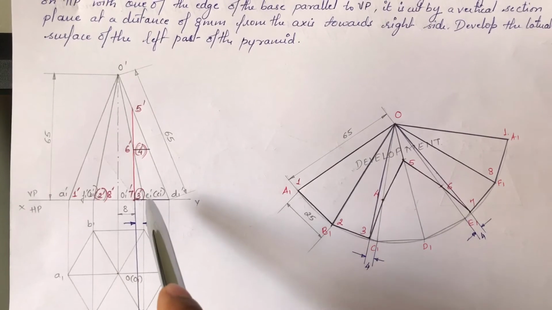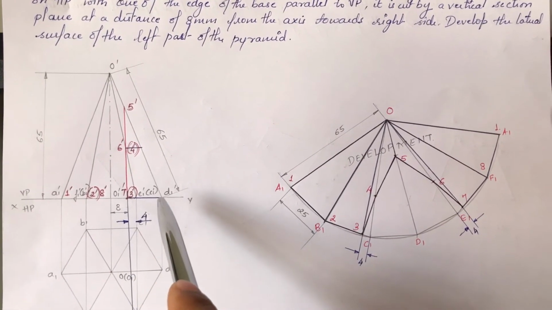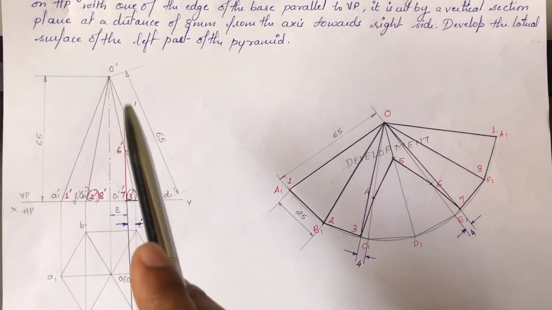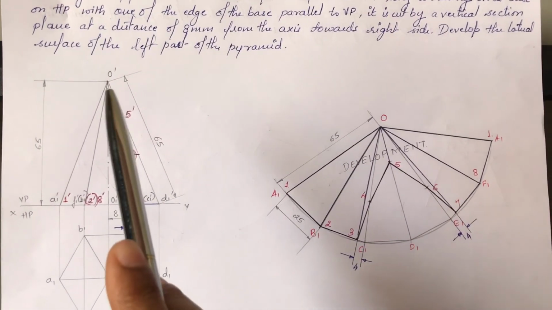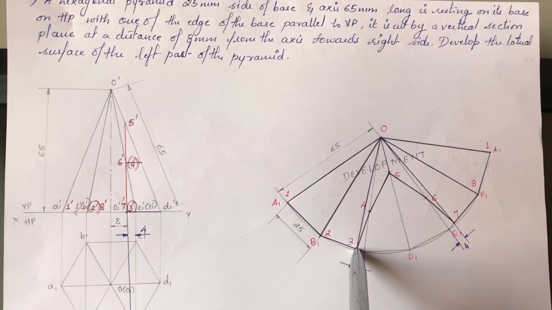But is OC1 in its true dimension? No. Therefore this has to be projected here, such that you get the dimension at which it should be marked, the true dimension of it. So 65 mm, you have to mark it here. So this is your point 3.